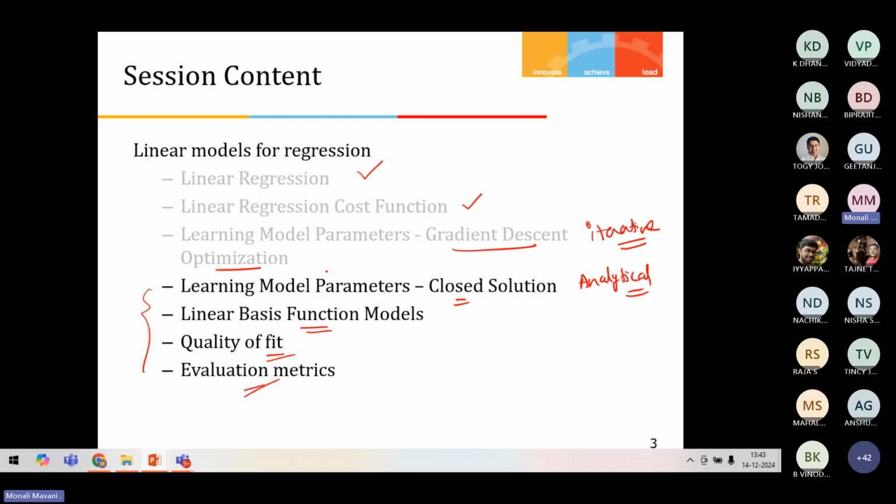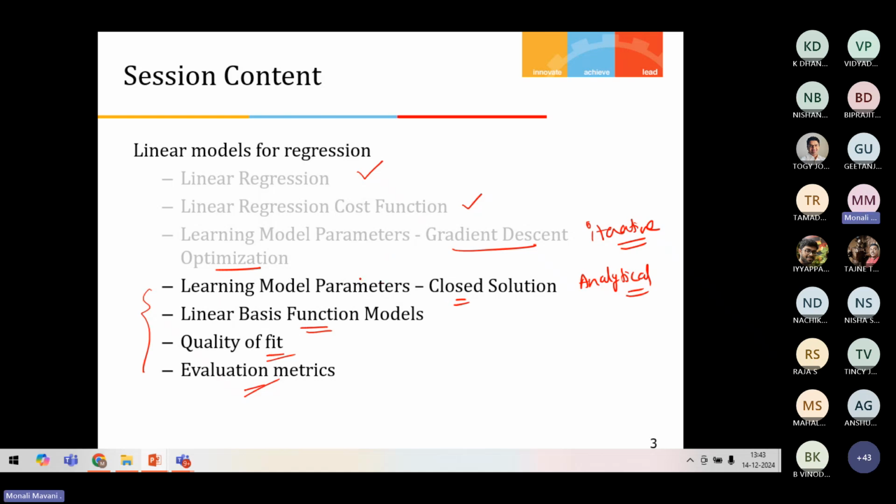And why do we call it optimization? Because this is used to optimize the model parameters. Our goal is to get the best values of the model parameters, so that using those best values, we can get accurate predictions.